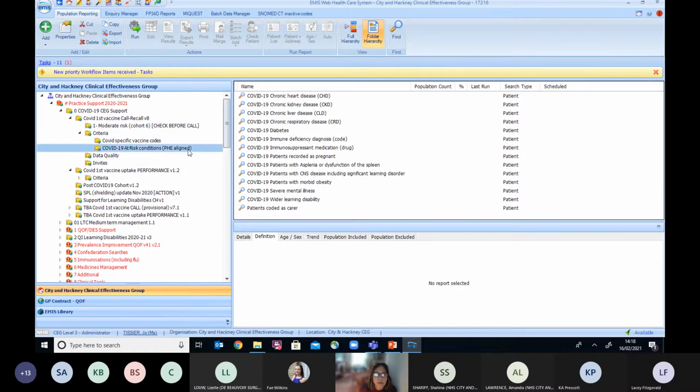The one thing that we have added in, which they indicated in the letter that was sent out, are patients coded as carers, because if you're getting somebody who's coming for their vaccination and they are at risk and they come with their carer, then the carer could be vaccinated as well. So we have included patients coded as carer in this suite of searches for cohort 6.